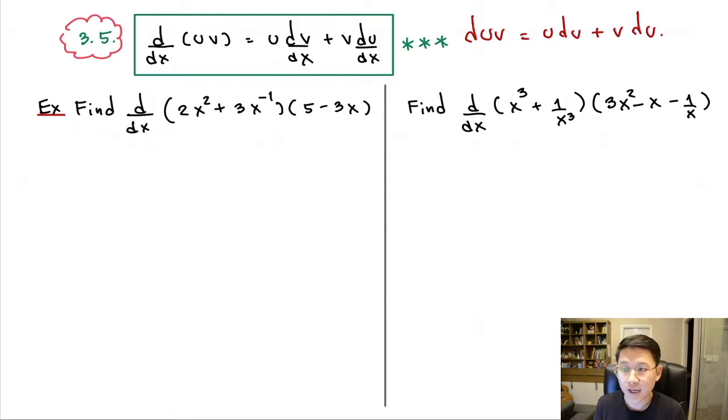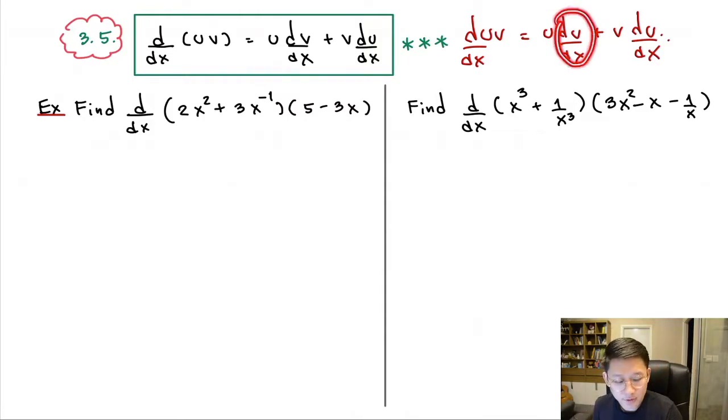Okay, when I say du and dv, I mean d by dx. So d of uv is u dv plus v du. So that's easy, isn't it? Okay, to make it a little clearer, because my handwriting is pretty terrible. So it's u dv plus v du. Okay, so let's look at this.